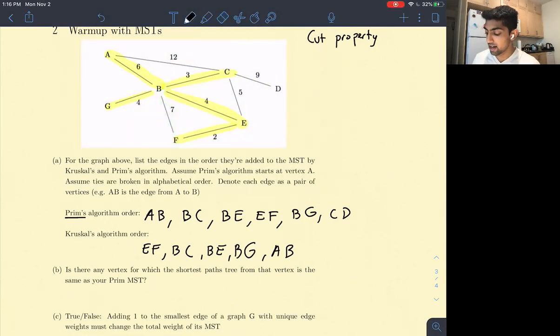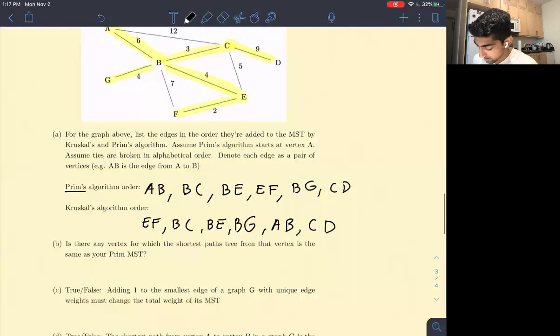And then we'll see the next one we add is CD, upon which we terminate Kruskal's because all the vertices have been connected to the MST, but another way that Kruskal's actually figures that out is we've added exactly n-1 edges. Okay, so we see here that Prim's and Kruskal's can add edges in a different ordering, which is shown by this example. Okay, so the next question states, is there any vertex for which the shortest paths tree from that vertex is the same as your Prim MST?